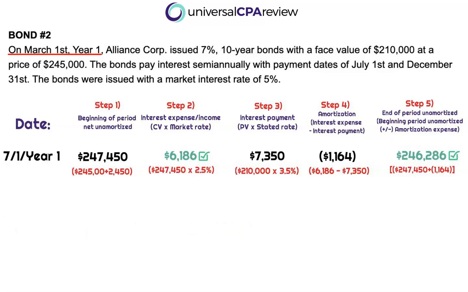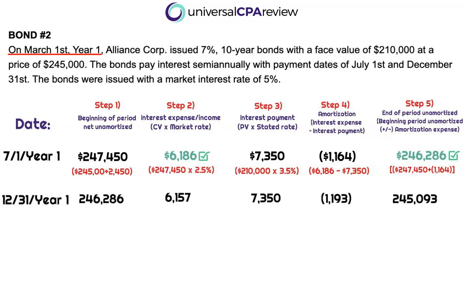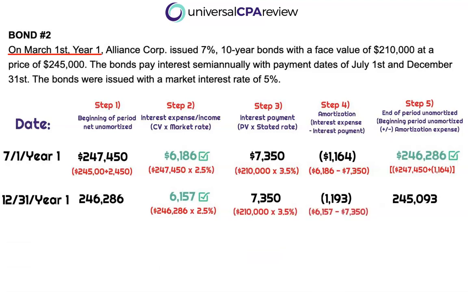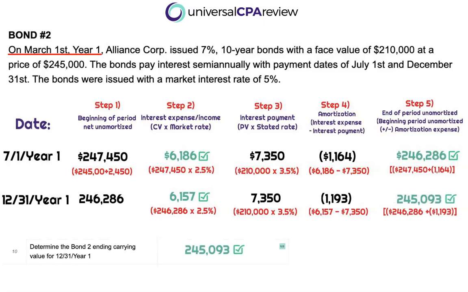Okay, so we now determine the interest expense and the ending carrying value for bond number 2, and that is for the July 1st date. Okay, so $6,186 and $246,286 would be these two answer choices. $246,286 now becomes our beginning carrying value for the December 31st interest payment date. Okay, so $246,286 multiplied by the semi-annual rate gives us a semi-annual interest expense amount for the December 31st date of $6,157. Semi-annual interest payment is still going to be $7,350. So the amortization is going to be $1,193. $7,350 minus $6,157. Okay, and that's going to give us an ending carrying value of $245,093.